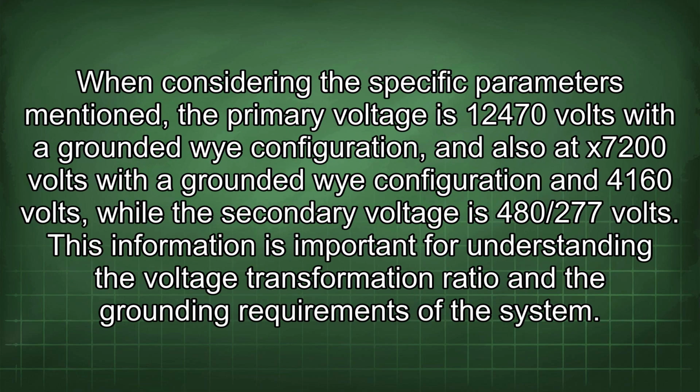When considering the specific parameters mentioned, the primary voltage is 12,470 volts with the grounded Y configuration, and also 7,200 volts with the grounded Y configuration and 4,160 volts. While the secondary voltage is 480/277 volts. This information is important for understanding the voltage transformation ratio and the grounding requirements of the system.